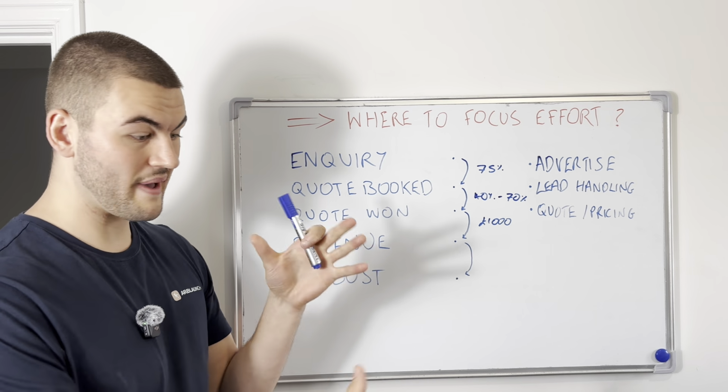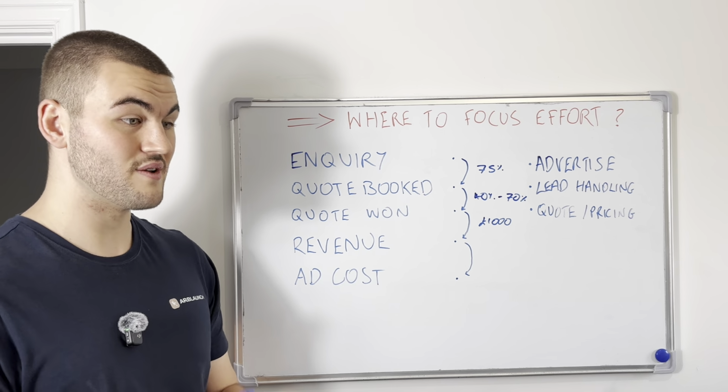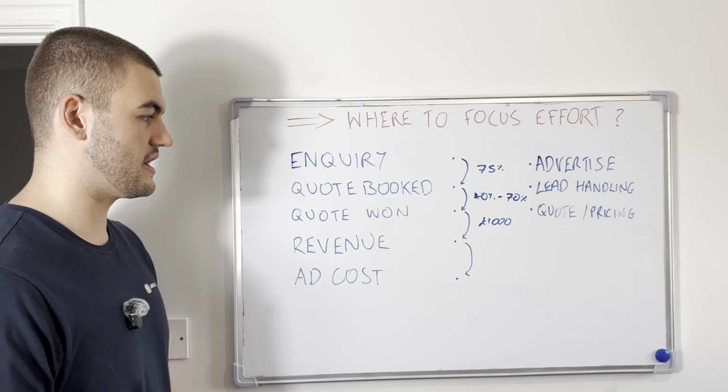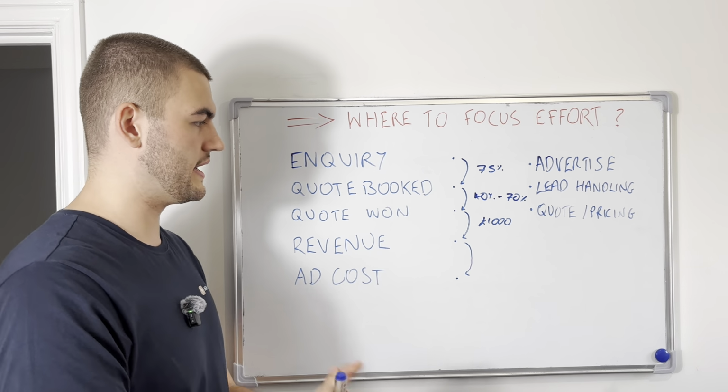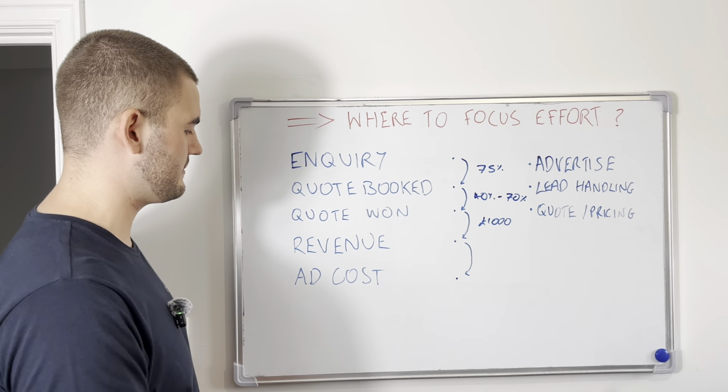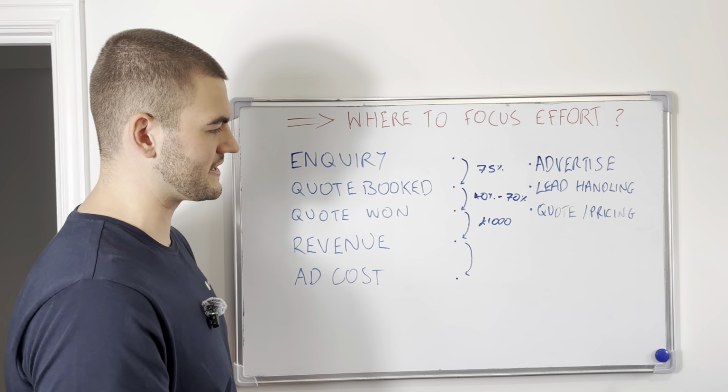So you want to look at that. Your rough new job value, averaged out, wants to be about £1,000. Some areas it's going to be slightly more. Some areas a little bit cheaper, but around that. And then finally, you want to track the ad cost.